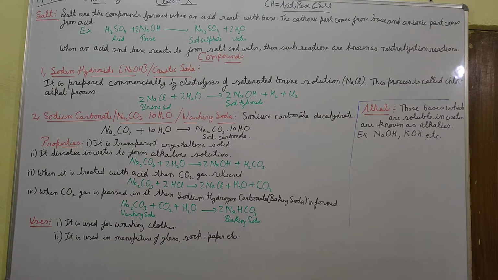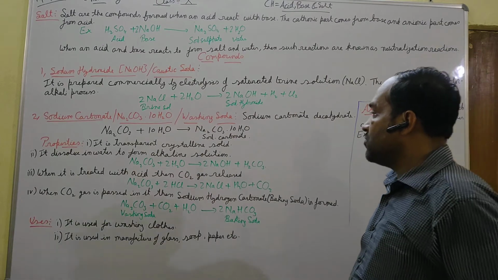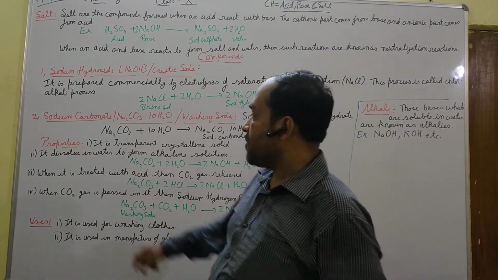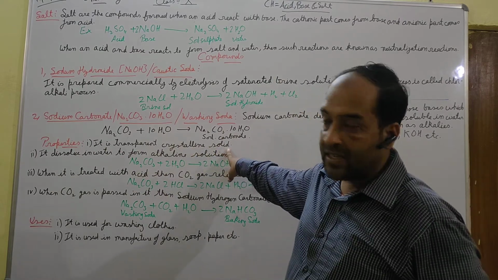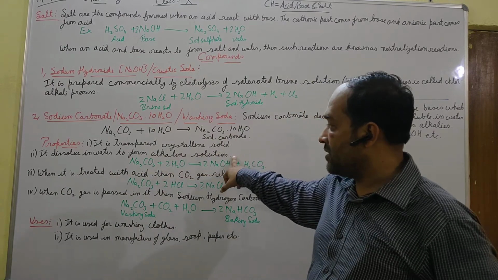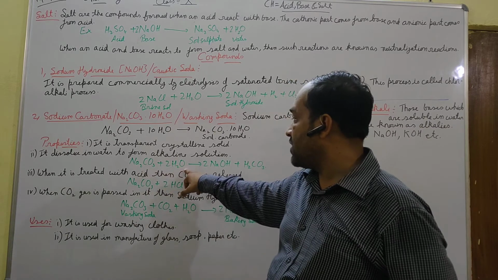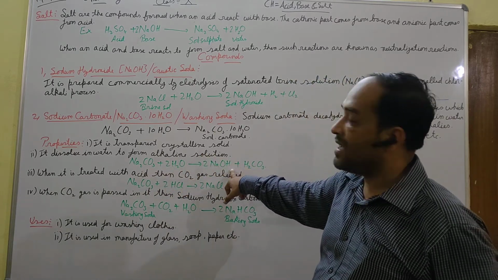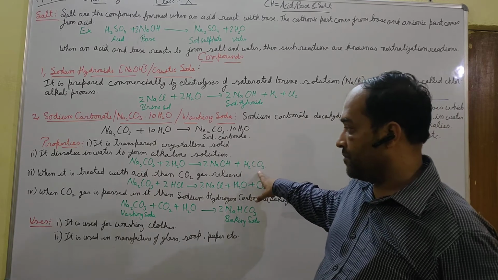Other examples of water of crystallization are CuSO4.5H2O and FeSO4.7H2O. Now come to the property part. It is a transparent crystalline solid. First property, crystalline solid. Second property, it dissolves in water to form an alkaline solution. When washing soda, Na2CO3, is dissolved in water, then NaOH, which is an alkali, and H2CO3 are formed.